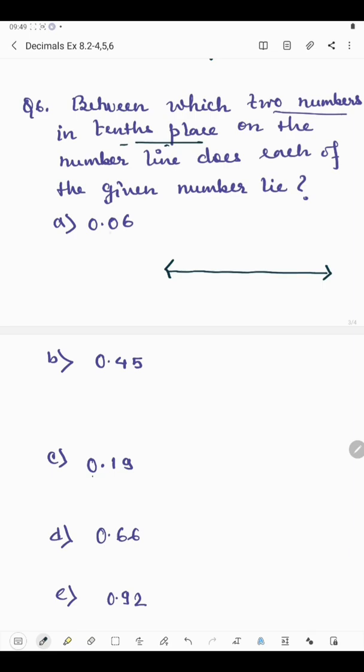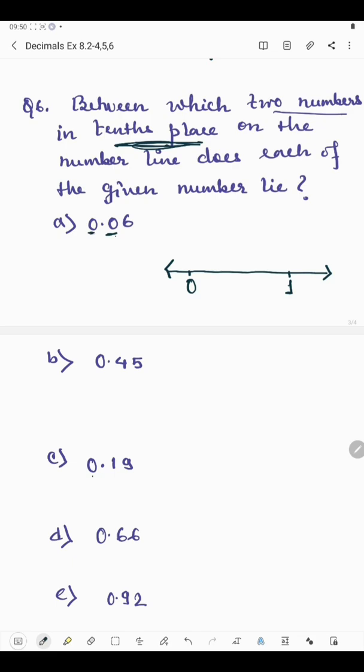Now in which 0 is at 10th place. That means it will lie between 0 and the next number after 0, which is 1. So that means this number will lie between 0 and 1. But we will have to make 10th place here. So how will you make 10th place here?